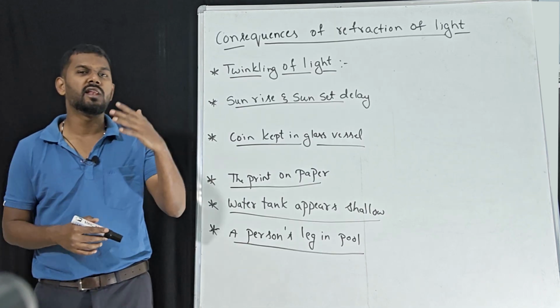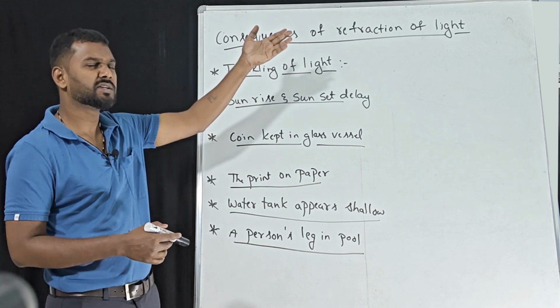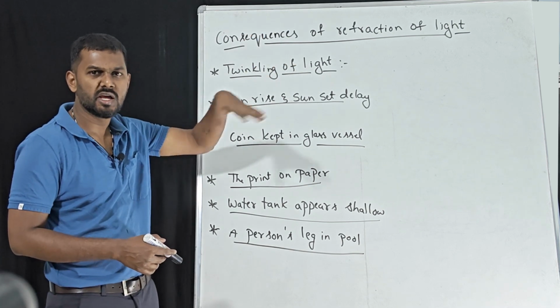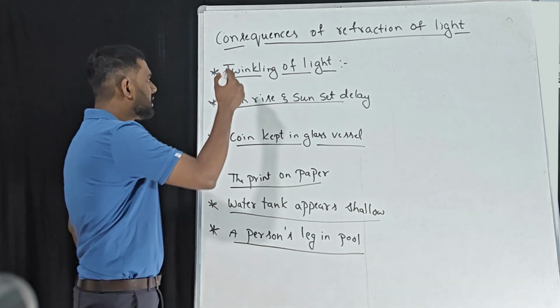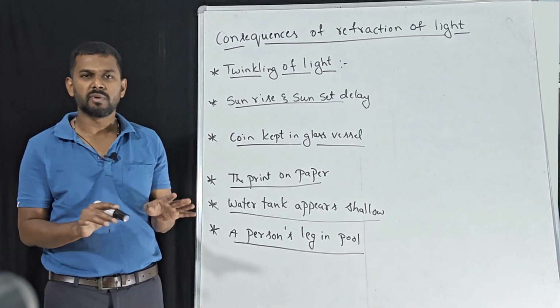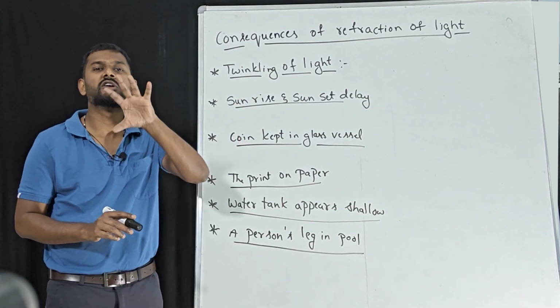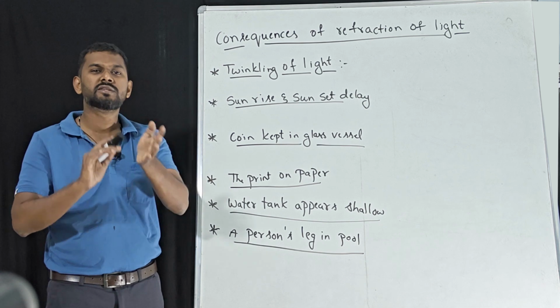Now we learn our final concept, consequences of refraction of light, where we can see all these things in our daily life. Twinkling of stars. It's a very simple topic. See, stars will not twinkle, it appears to be twinkling.